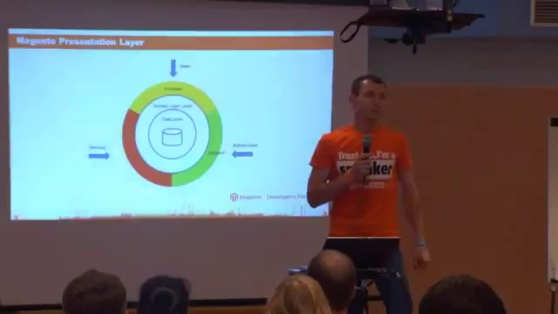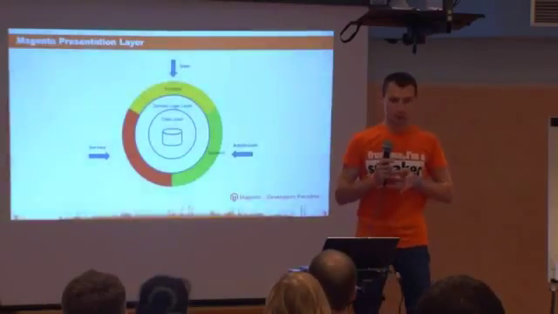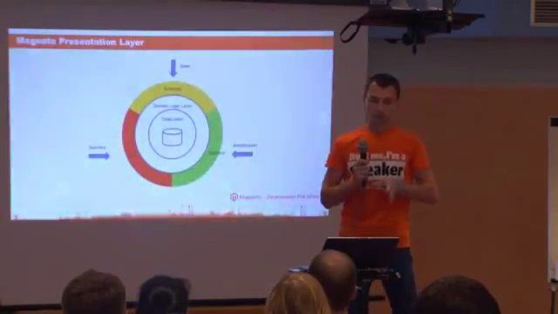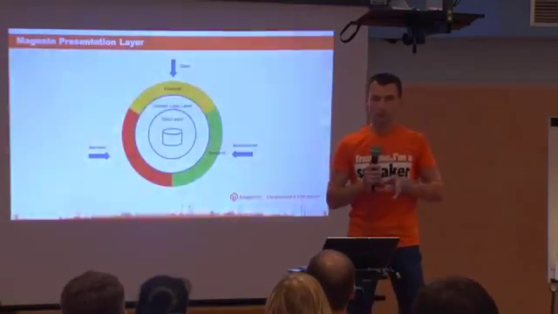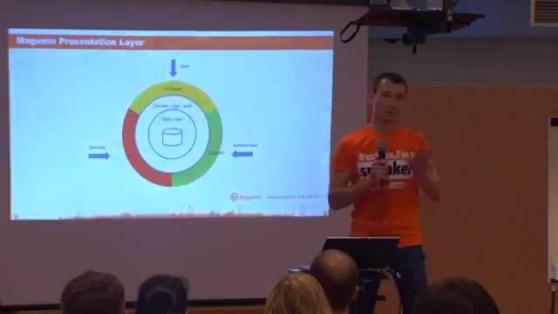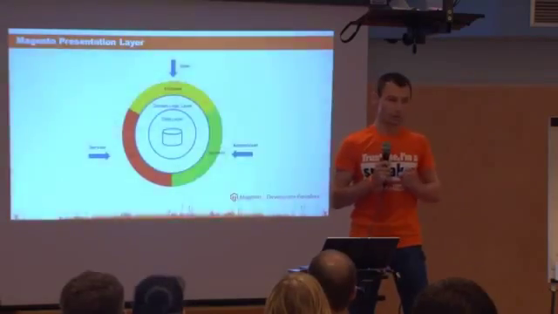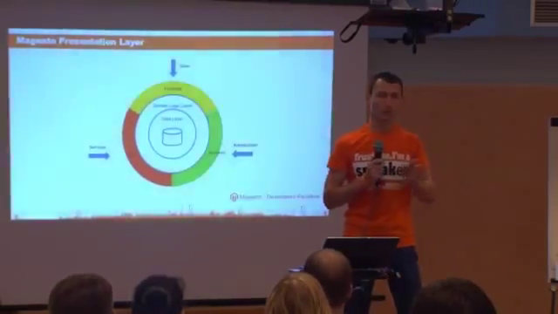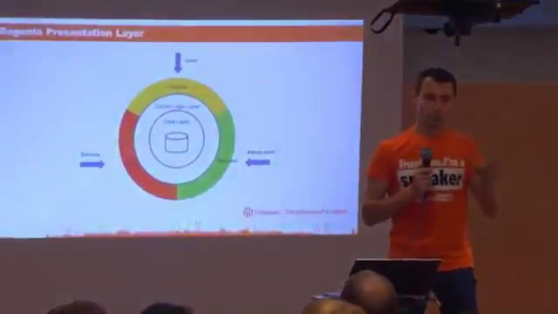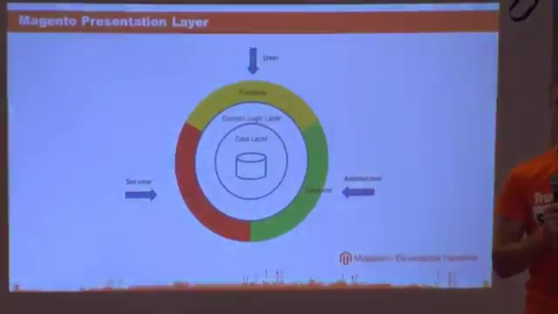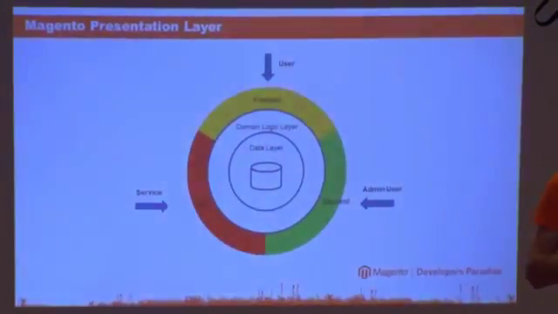In Magenta 2, we have decided to improve and formalize the presentation layer. As you can see on this slide, we have different types of end user. The first one is the front-end user. This user works with the front-end of our Magenta installation. For example, when we talk about some product, this user sees the product image, price, and description, and of course this user can buy this product.